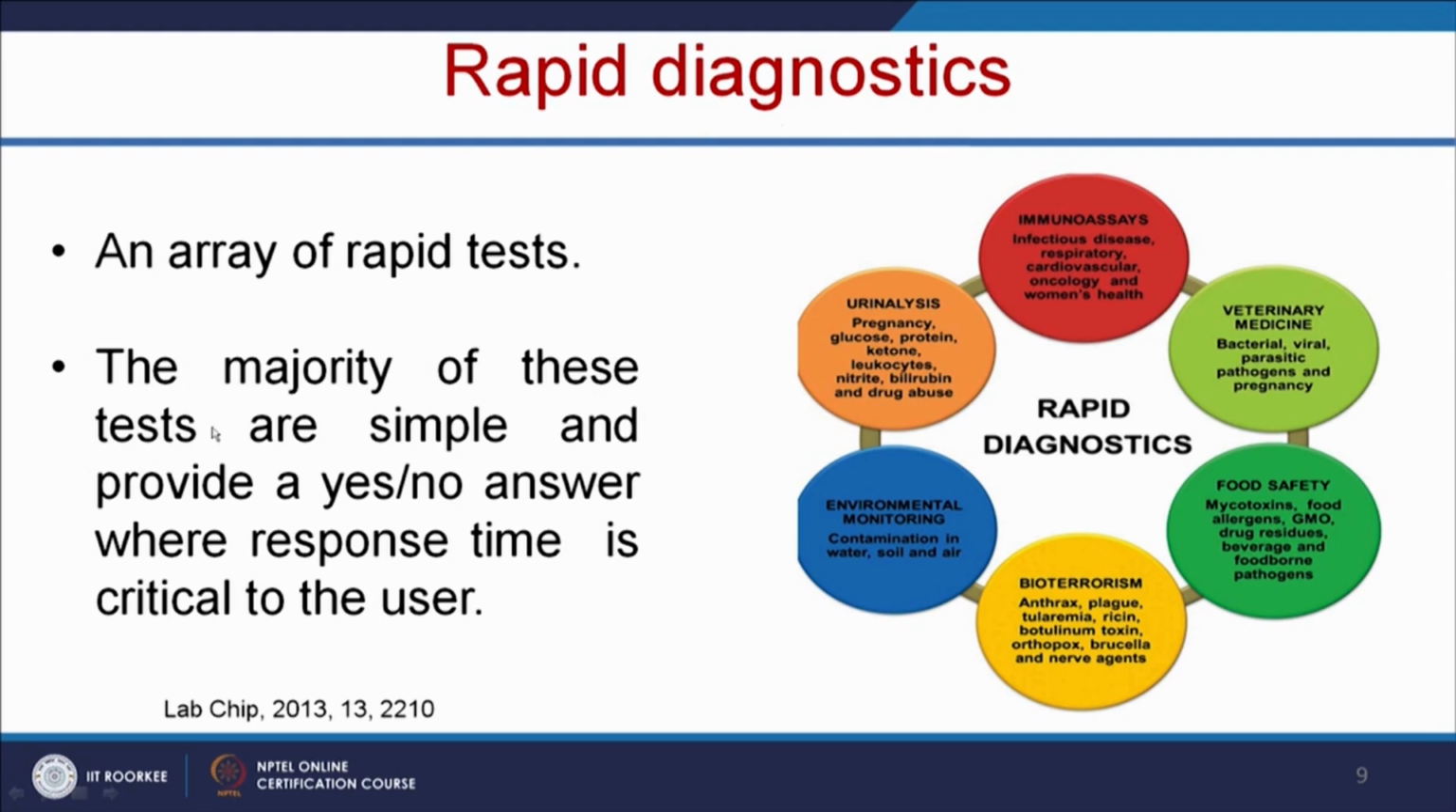The majority of these tests are simple and provide a yes or no answer where response time is critical to the user. For example, in case of food safety, if you want to know whether your food is contaminated with mycotoxins, you add a drop of food sample to the paper based diagnostic kit, and it will tell you the presence or absence of mycotoxins. In the conventional technique, you have to take the sample to the lab and wait for a few hours, but with the paper diagnostic kit, you can get the result within a few seconds.